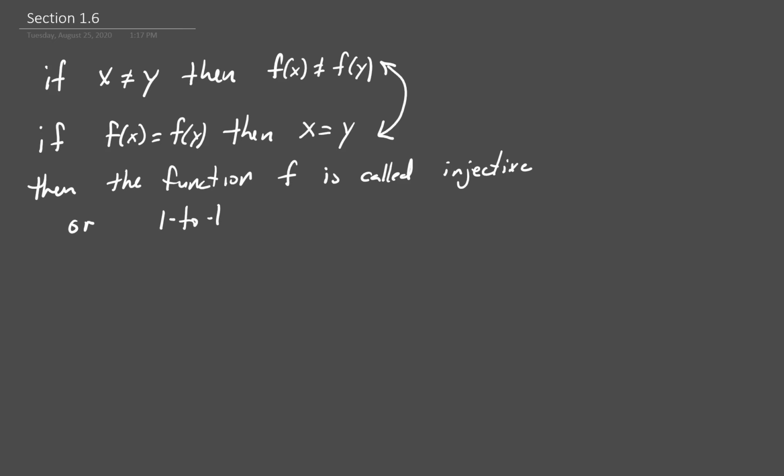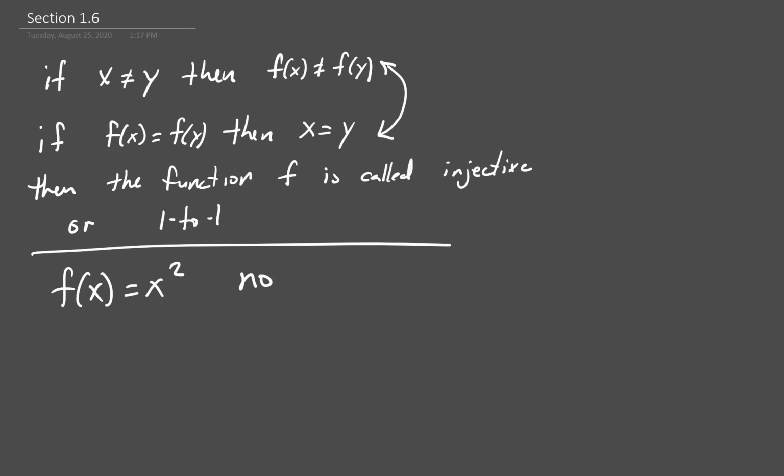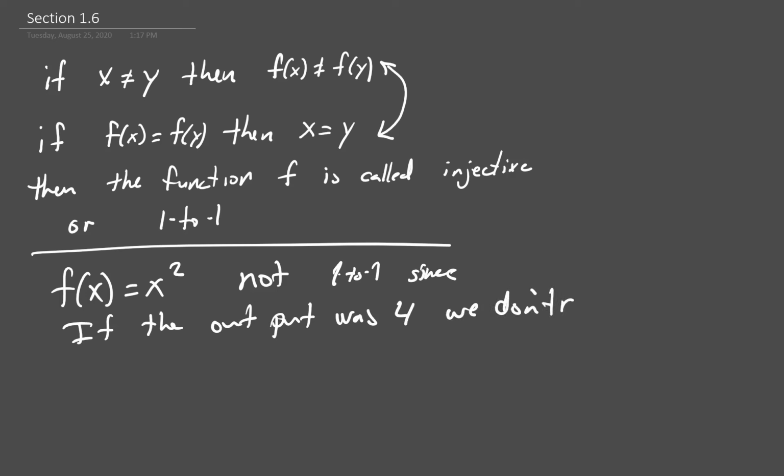Okay, and 1-to-1 functions have inverses because I can tell you, if you give me the output, what the input was, right? There's no confusion about which input you used. For example, x squared is not 1-to-1, since if I tell you the output was 4, we don't know if the input was 2 or if it was -2.